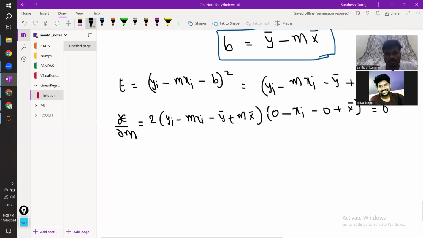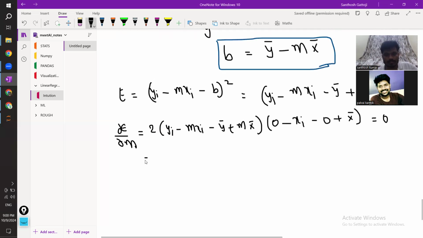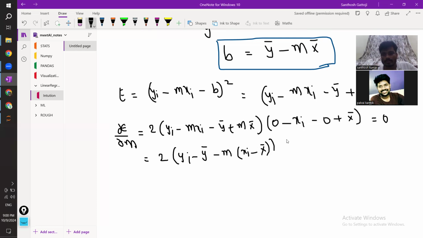Okay, equal to 0. Cool. So now it will be 2 into (yi minus y bar) together. And from here, you're having minus m xi plus m x bar. So if I take minus m common, it is (xi minus x bar), perfect, into (x bar minus xi).